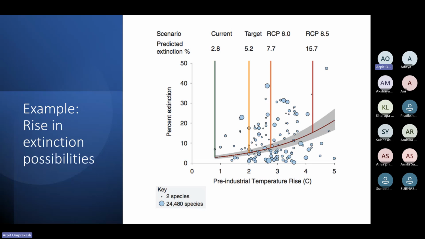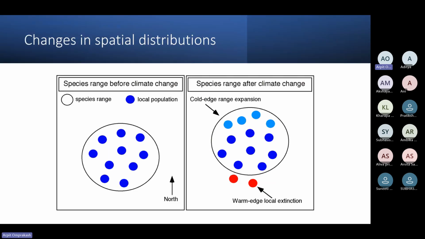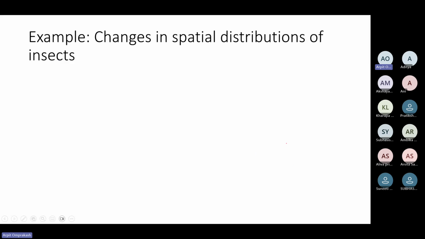This is something that we have seen across multiple taxa, across multiple predictions, and the temperature rise is also leading to an increase in the percentage of extinction of different taxa. The other thing that we see here is basically the changes in the spatial distribution, or basically the range shift. So earlier this organism was present from here to here, but now it has moved up from here to here. An example of this would be changes in distribution of insects on mountains.